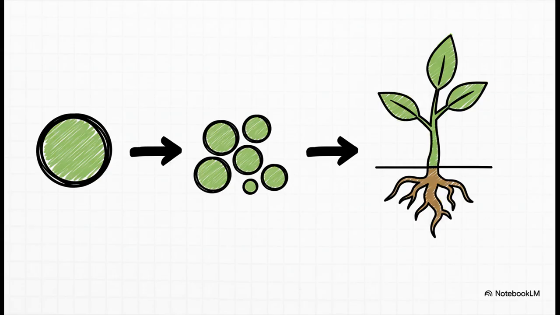You have cells, right? And these cells team up to form tissues. And those tissues come together to build the organs we all know and love. Roots holding them down, stems reaching up, and leaves catching all that sun. Getting this simple hierarchy is absolutely key to cracking this case.